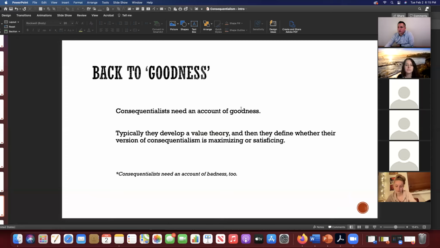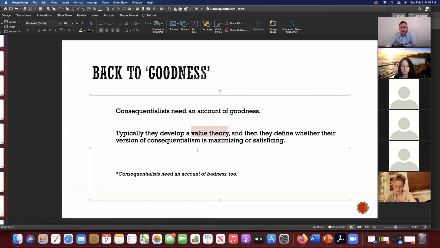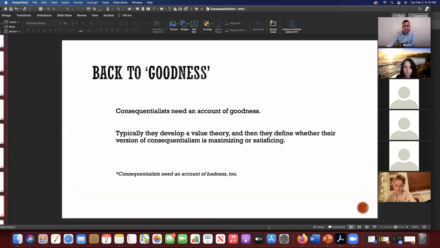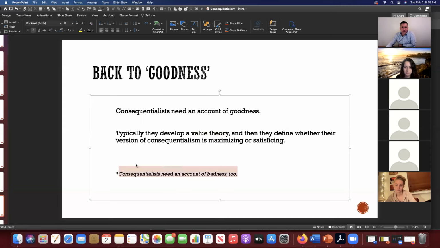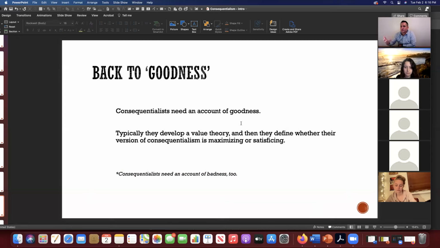So in the Shaw paper, if you've had a chance to look at it, the most dominant form of consequentialism is utilitarianism, which has been mentioned before. Those theories develop their value theory around happiness of all. Those are the intrinsically good states of the world. And then they traditionally would go maximizing, but they don't have to. Just keep in mind that consequentialists need an account of badness as well, to account for what counts as morally wrong action.